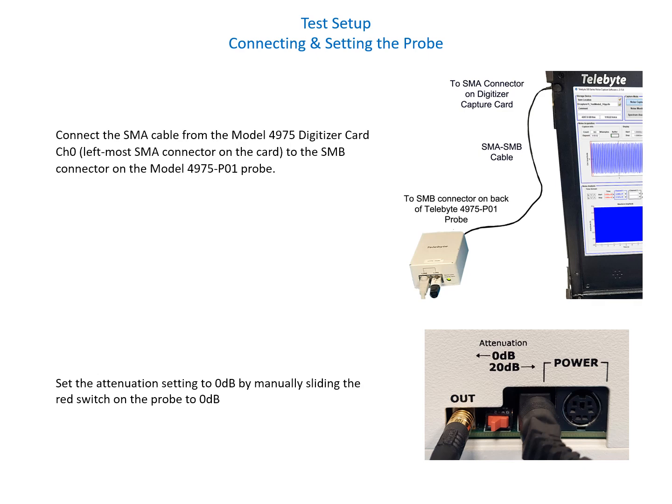Next, we need to connect the probe to the 4975 digitizer card. This is done by using an SMA to SMB cable, which is connected to the digitizer card and also to the back of the 4975-P01 probe. Then we need to set the attenuation to 0 dB. This is accomplished by manually sliding the red switch on the probe to 0 dB.